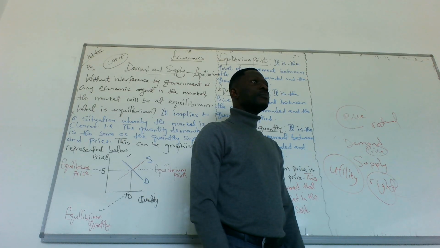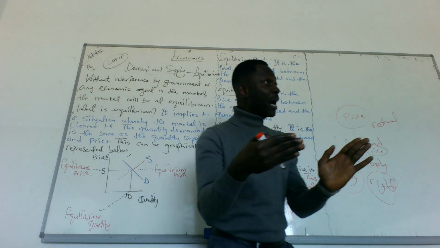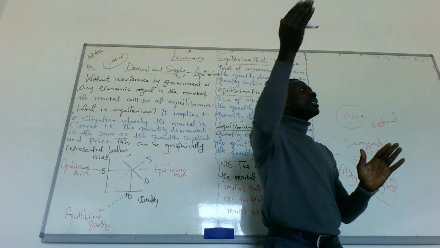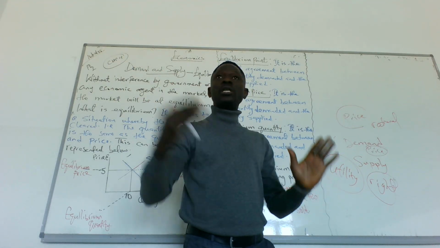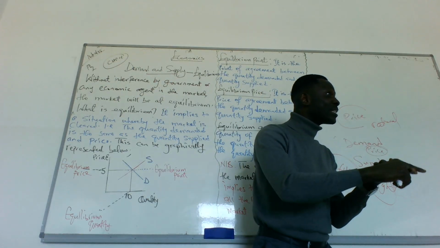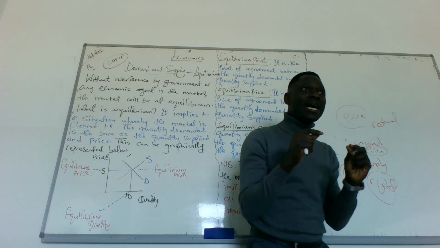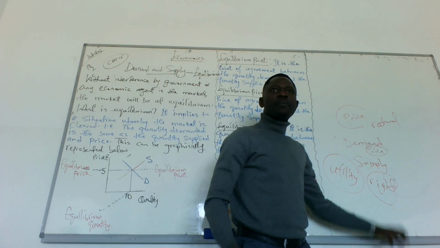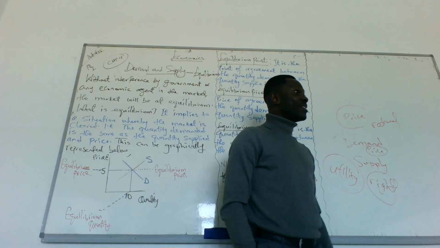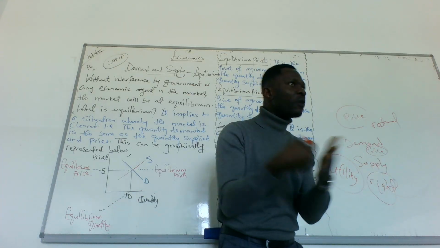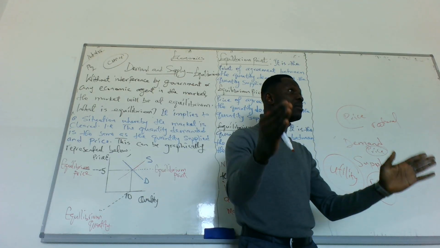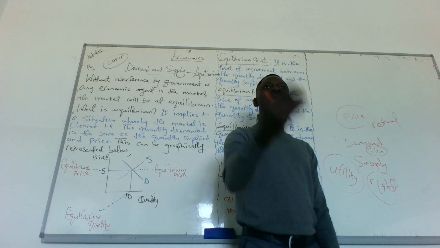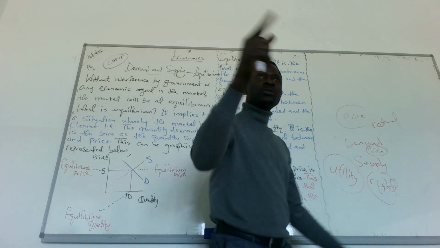Does it make sense now? The law of demand says the lower the price, the higher the quantity demanded. Yes or no? The law of supply says the higher the price, the higher the quantity supplied. Yes or no? So both consumers and producers want to buy or sell when the price is right for them. I wouldn't buy if it is expensive for me. Producers want to sell when it is profitable for them. I wouldn't want to sell if I'm not going to make profit out of it. So both consumers and producers are conscious about price. Consumers because they want to derive satisfaction. Producers because they want to derive what?